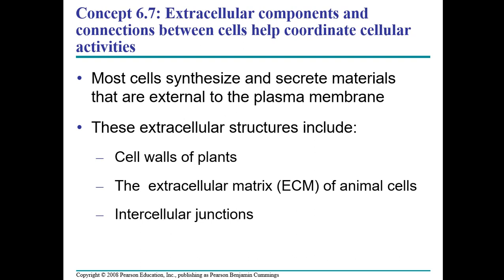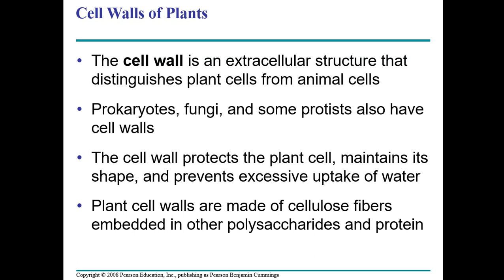So we also have the extracellular matrix or ECM of animal cells, and intercellular junctions. The cell wall is the structure that distinguishes plant and animal cells. But hindi lang sa plant, ang protists ay ang bacteria, prokaryotes, meron ding cell wall. 'Di ba yung pinakita ko sa inyo kanina? Prokaryotes, fungi meron din, yung mga plant-like fungi, meron ding cell wall, and some protists, yung mga plant-like protists pala.